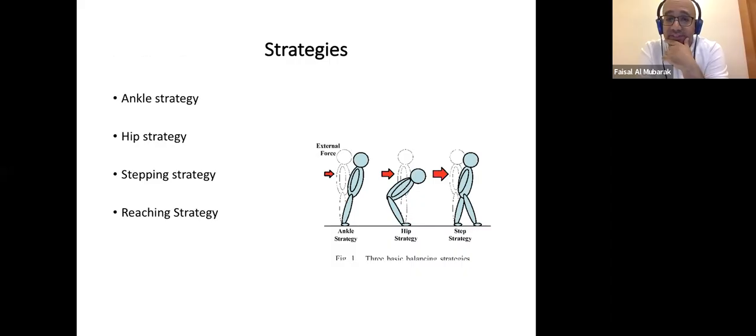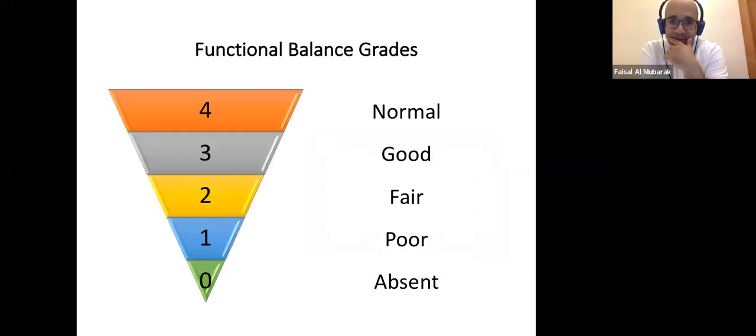Now, the strategies here. We have an ankle strategy: if you are standing and someone gives you a little push, you can maintain it without falling by using your ankle. But if the push is harder, then you might use your hip strategy to avoid falling. Maybe the push is even harder, then you have to take a step forward, what we call a stepping strategy, to avoid falling. And the reaching strategy is when you are trying to reach something. Right?